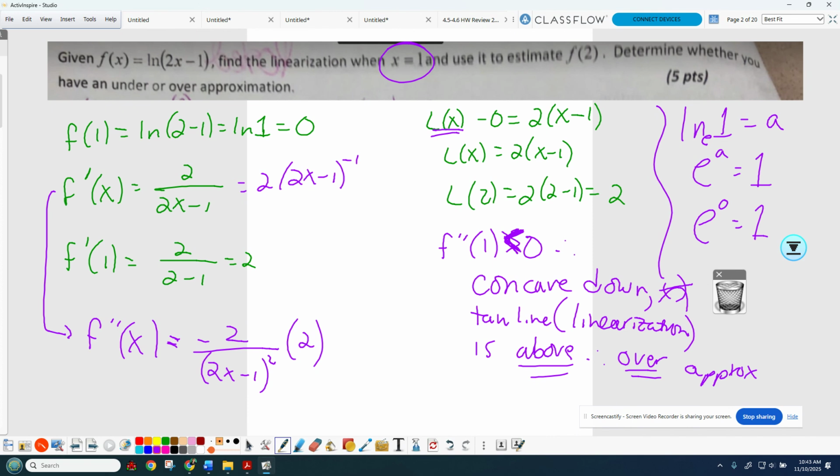Okay, linearization, as fancy as it gets. It'll come back in chapter 9.